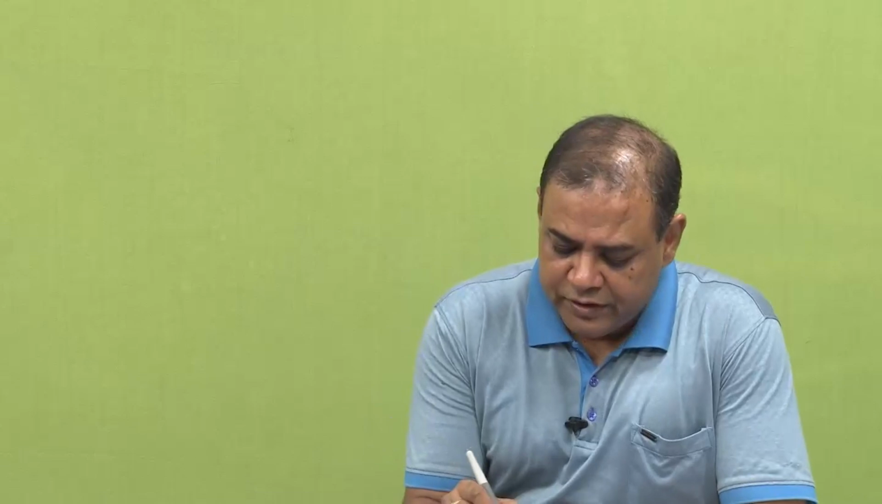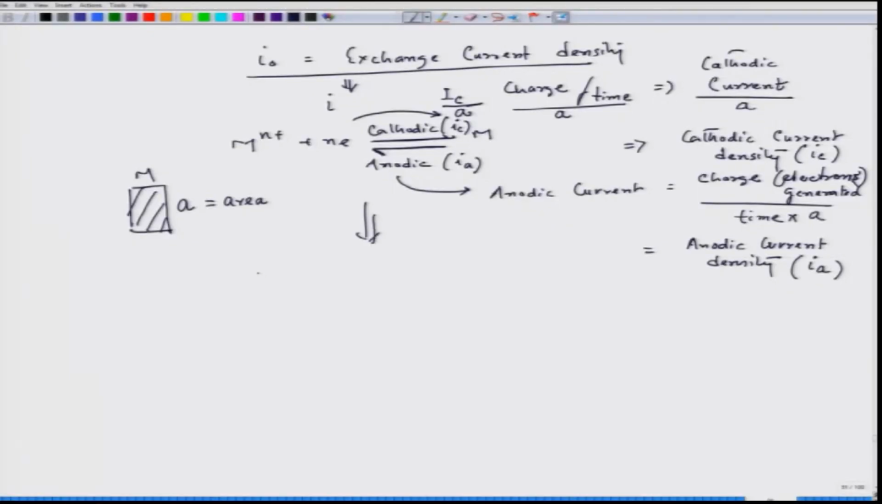Now, see this reaction: M^n+ + n e^- ⇌ M. This reaction is taking place simultaneously in both directions, and then they will reach equilibrium. So, I_C, I_A. If I consider this particular direction the current density to be I_A, then the reverse direction, which is the cathodic reaction rate, we shall mention in the form of minus I_C.